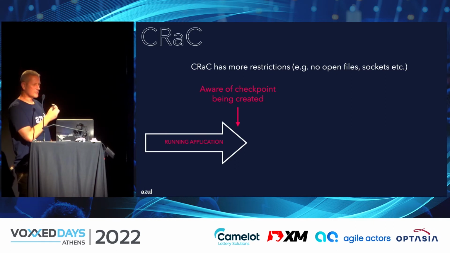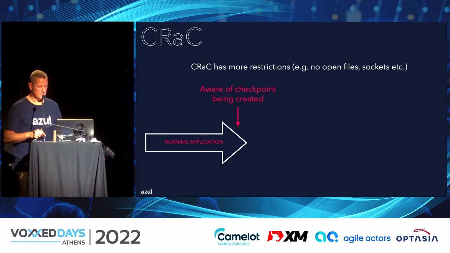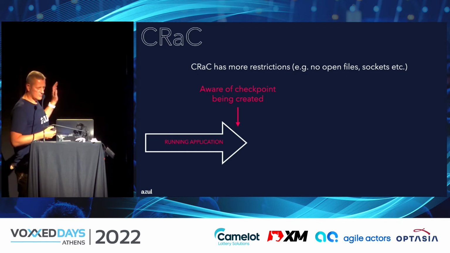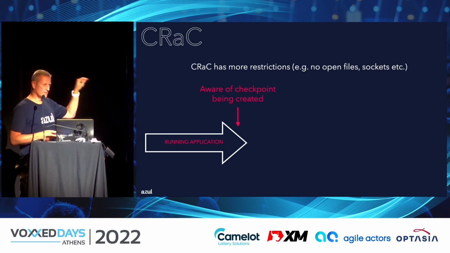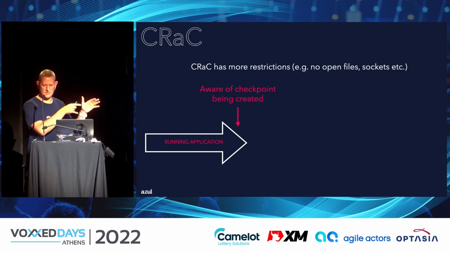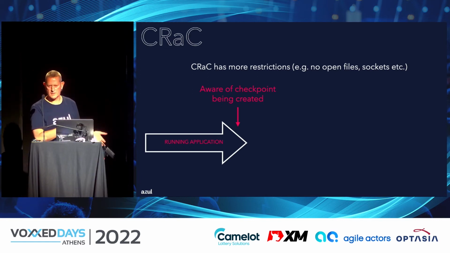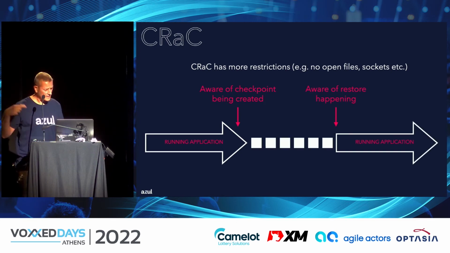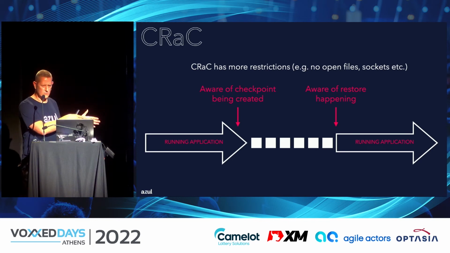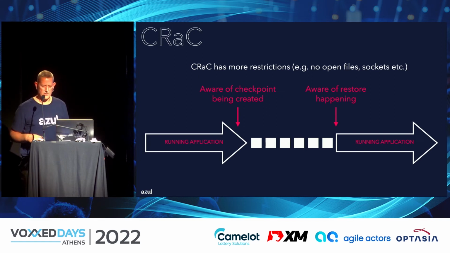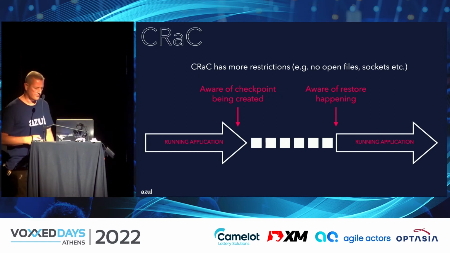So I already mentioned that the application somehow needs to know when it gets checkpointed. That means CRaC does that. You run an application, before the checkpoint is triggered, we will tell the application, here, attention, you will get checkpointed, to give you as a developer the chance to do something like close resources. The same when we restore, we let the application know that it got restored, so that you have the chance to re-establish connections, for example, to avoid these problems that I mentioned before.